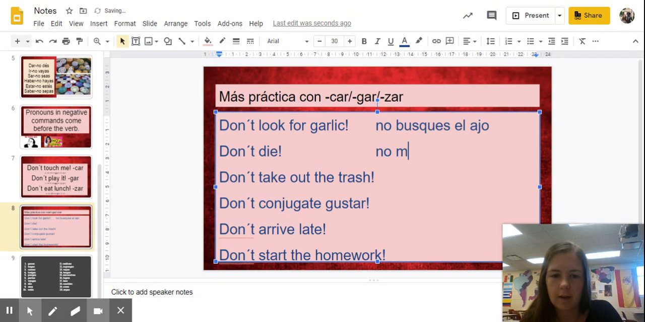I know don't die is not a car, gar, zar verb, but I did want to remind you, watch out for stem changers. So morir is to die. It has to change O to UE. Then I do my opposite ending. Don't take out the trash. No sacar la basura is take out the trash. Sacar, take my yo form, drop the O. My opposite ending was ES. C changes to a QU.